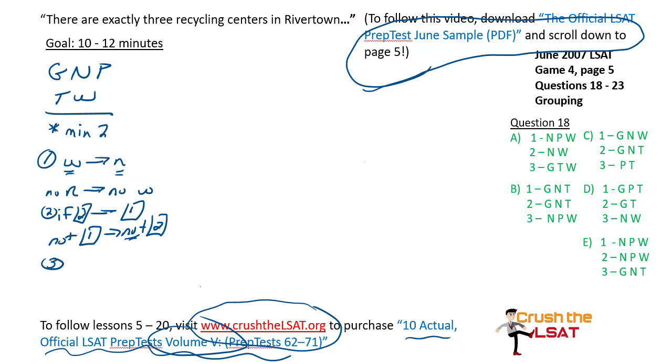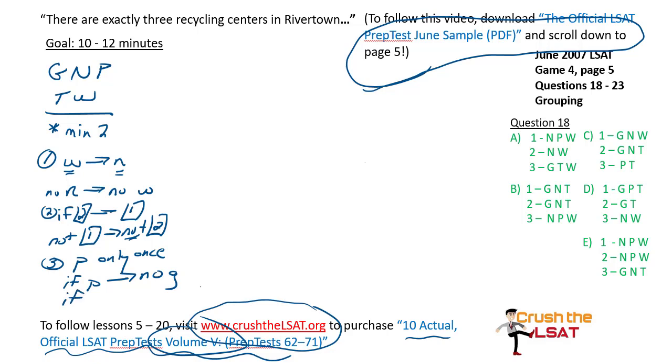So for 3, I'll write P. How about this? How about only once? I'll write it that way. And 3 is really 2 rules. It's that one, and it also says that center does not recycle glass. So here is yet another if-then statement. Basically, if P, then no G. And what's the contrapositive?